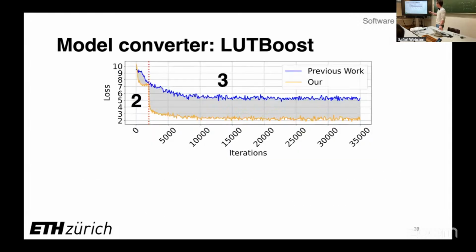Quantitatively, this is, I think, on ResNet 20, so a CNN, the 2 steps you can see there. In orange, it's their work. As you can see, it converges much faster and to a much lower loss in this case. And on ResNet 20, they managed to lower the accuracy decrease by about 6% compared to previous lookup table-based converters.